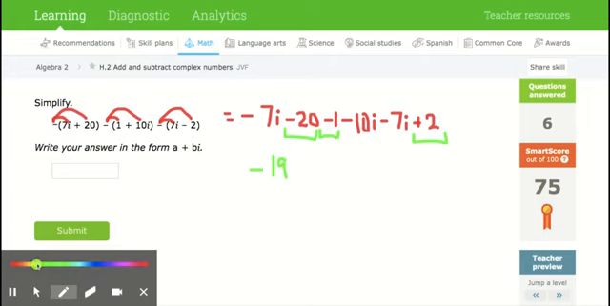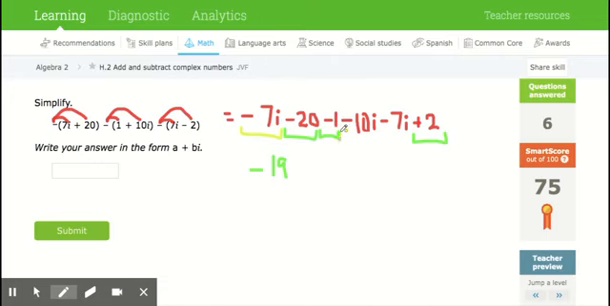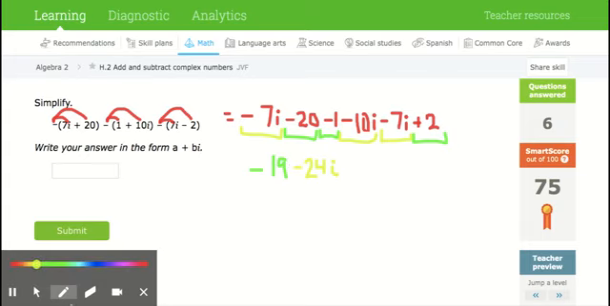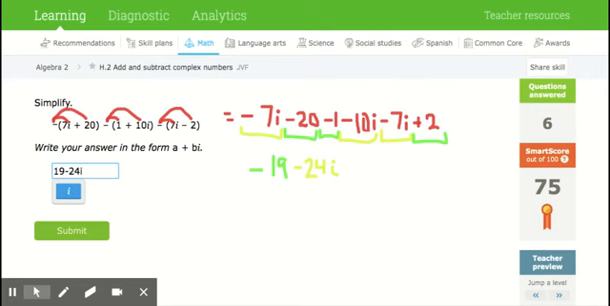And then let's look at the i's. Negative 7, negative 10, so that would be negative 17, and negative 7i would be negative 24. Remember, when it's the same sign, you just add them together and keep the sign. Just like if they were all positive, you would just add them together and keep the positive. If they're all negative, you add them together and keep the negative. 19 minus 24i.